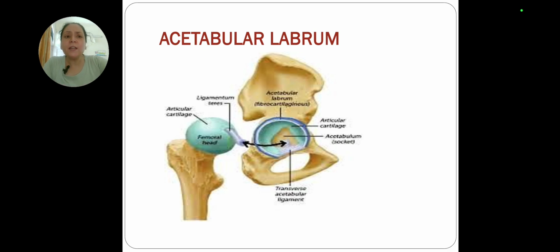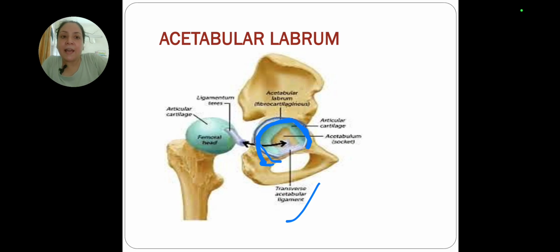You can see over here the acetabular labrum. Now if I can show you, this labrum is this structure. This is the acetabular labrum. You can see inferiorly it is not covered. It has been covered by a transverse acetabular ligament.